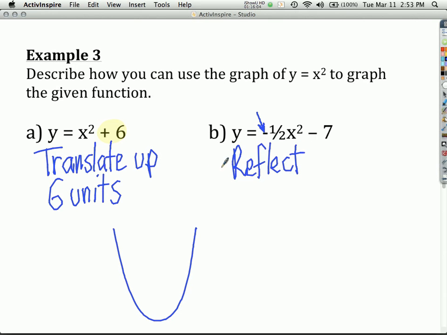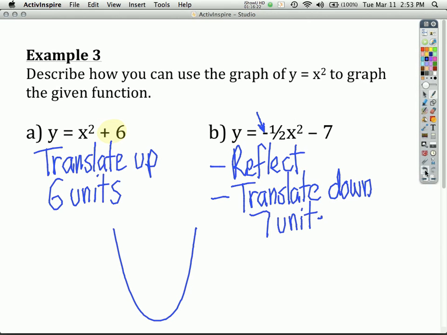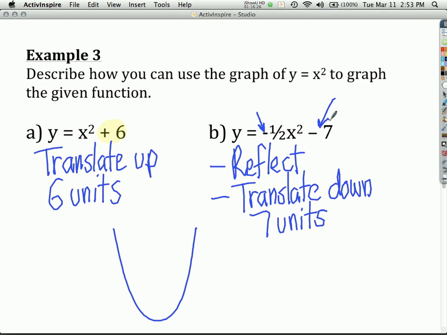What else would I have to do? Danielle? Translate down. Beautifully said. Translate down 7 units because it says -7. Right here. What else? Michaela?